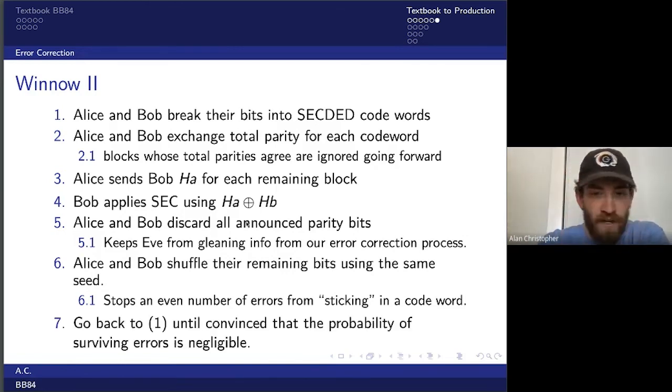And then we're going to go back to step 1, and we're going to repeat this procedure n times, where n is a configurable parameter that we have selected such that the probability of errors surviving is negligible. And that does it. That's our error correction scheme. Any questions there?